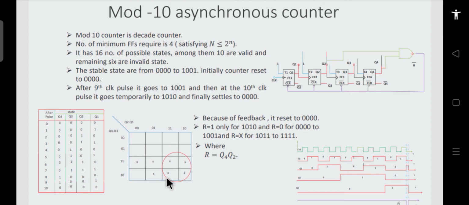So for the 6 invalid states, the entry becomes don't care, whereas for this state, the 10th, it will be 1. Now for the remaining 11, 12, 13, 14, 15, it will be don't care.